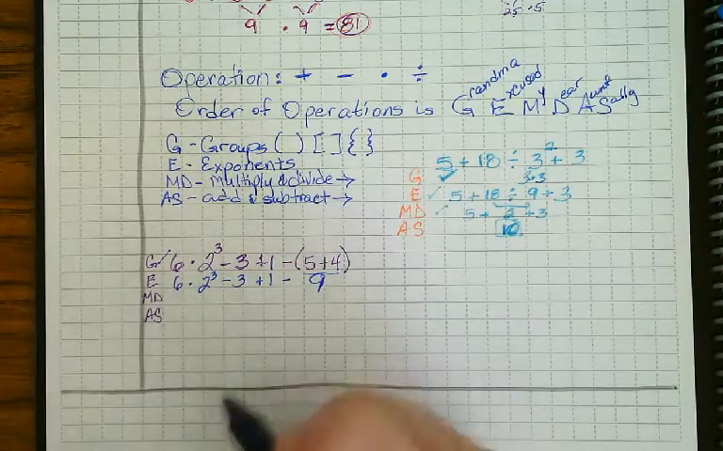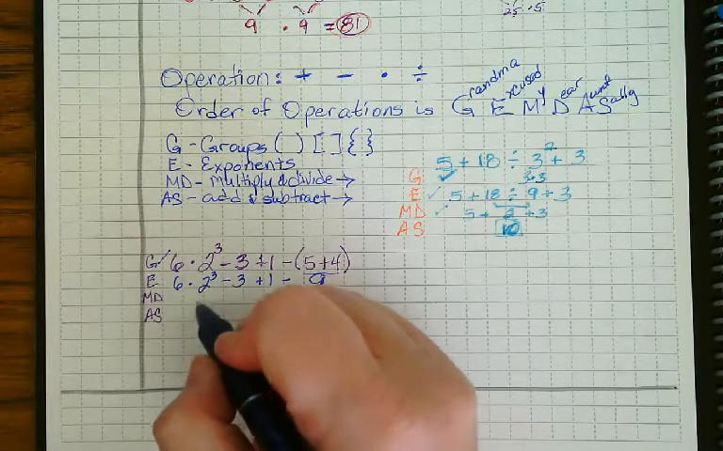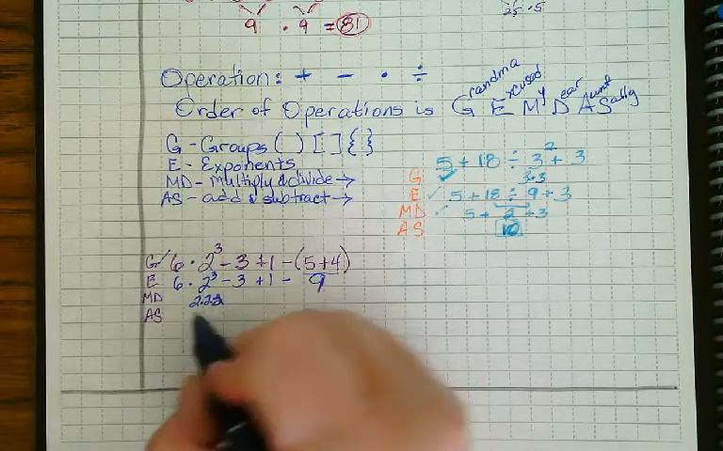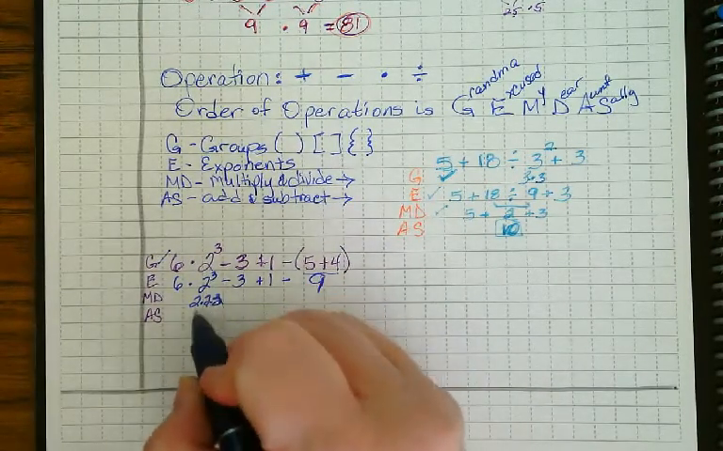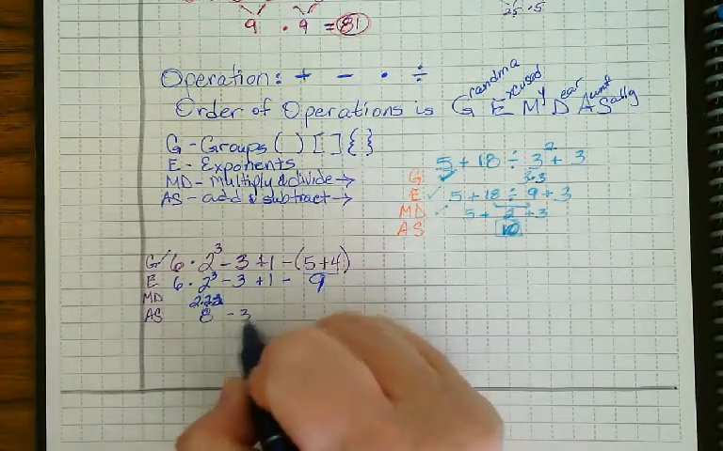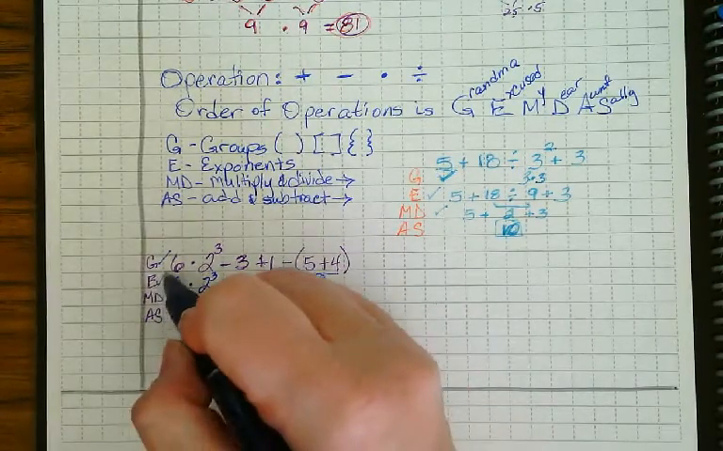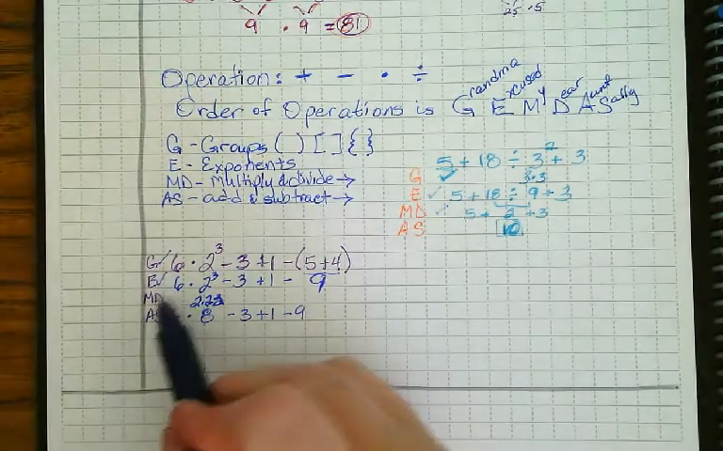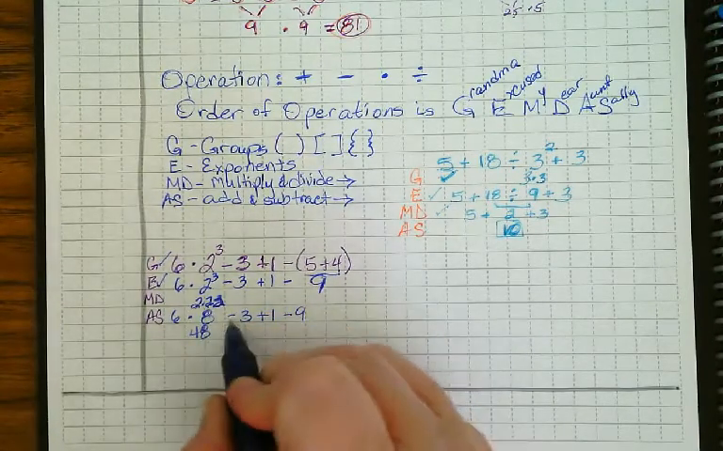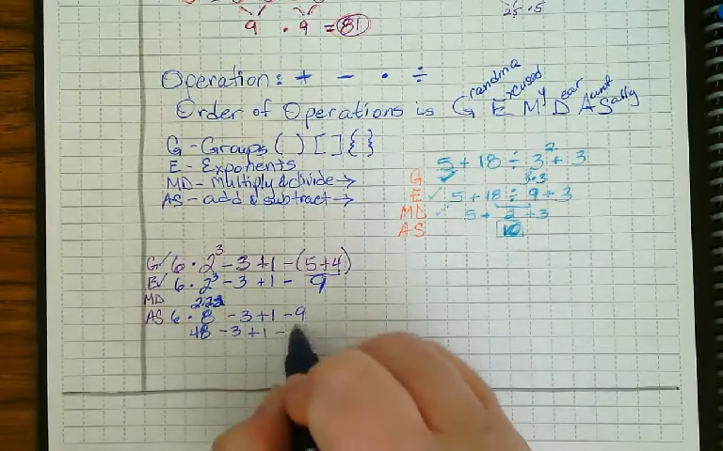All right, exponents now. Well, I have exponents here. It's all about the base, no problem. So count them. So 3 2's, 2 times 2 times 2. 2 times 2 is 4, times 2 is 8. All right, exponents done. Now we do any multiplying and dividing. Well, right off the bat, 6 times 8 is 48. And all we have left is minus 3 plus 1 minus 9.